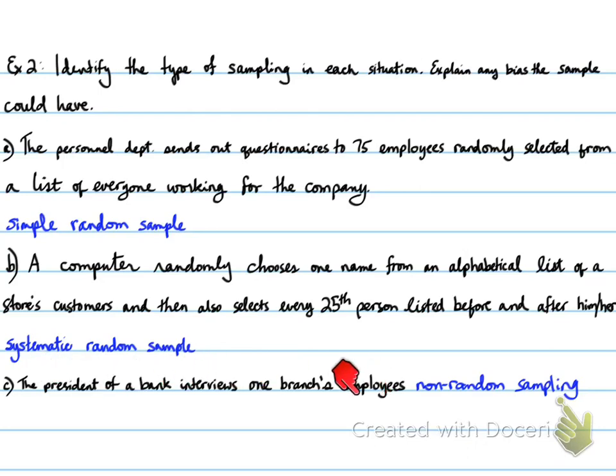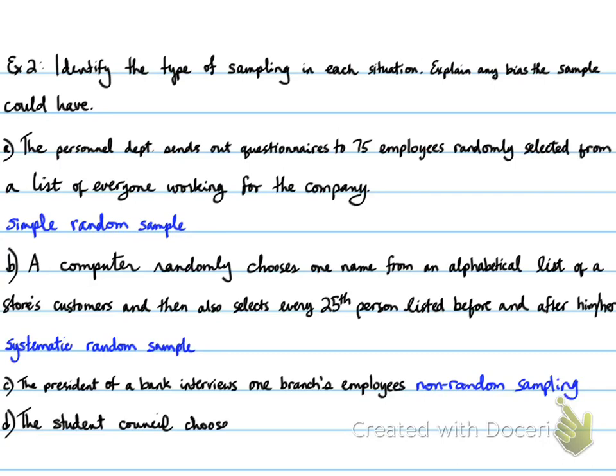So here comes a problem. President of a bank interviews one branch's employees. What happens if that's the branch that has the highest customer satisfaction? Well, obviously you're going to say our company is great because it has the highest customer satisfaction and everyone's happy. All our employees are happy here. But then you could ask another branch which has the lowest customer service, and those employees may not be as happy. So again, by just asking one branch, you're really creating a bias there and not really getting a true reflection of the company.